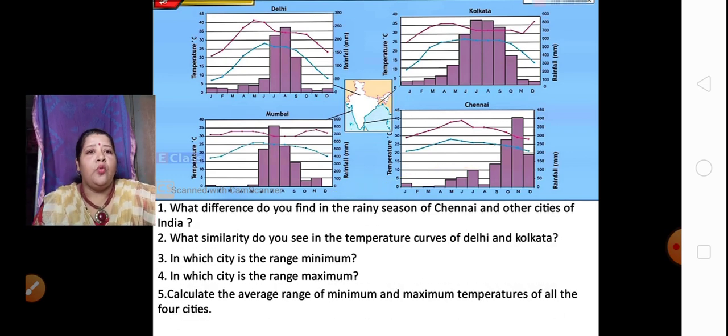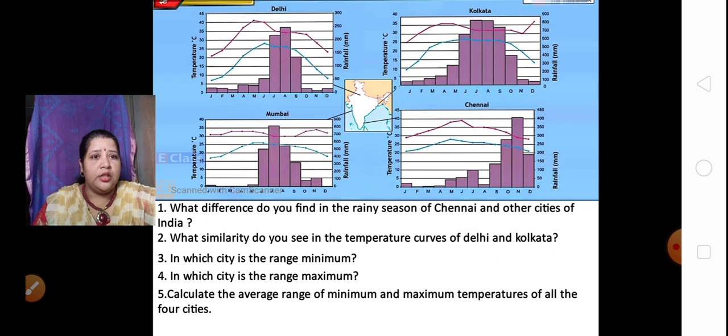First question. What difference do you find in the rainy season of Chennai and other cities of India? Now if you see the graph of Chennai, you will find that like other cities, Chennai does not receive maximum rainfall in the month of June to August, but it receives rainfall in the month of September, October, November and December. Only in these months you can see that it rains much in Chennai.